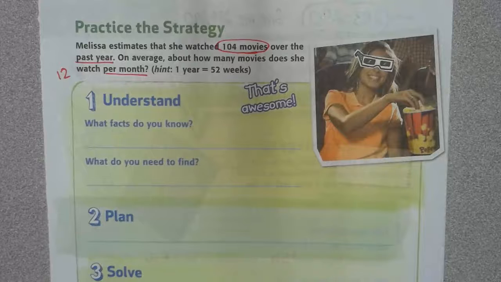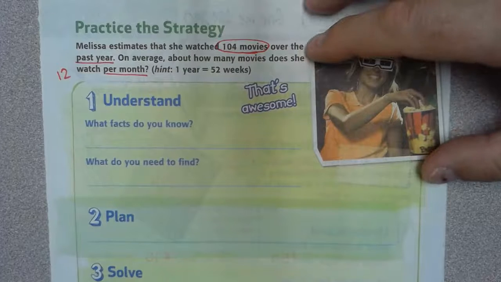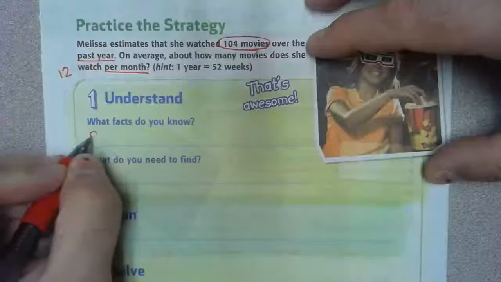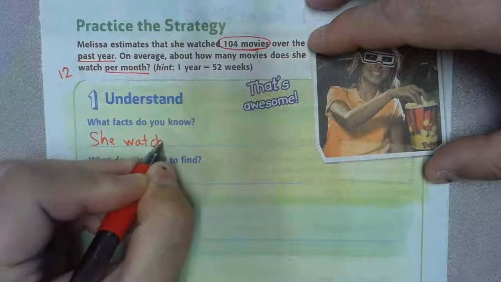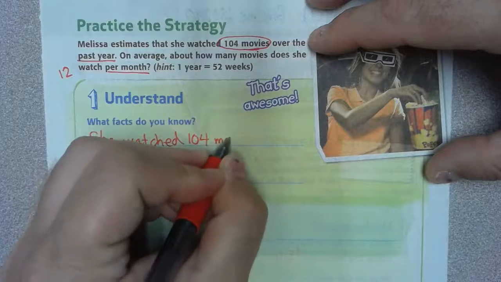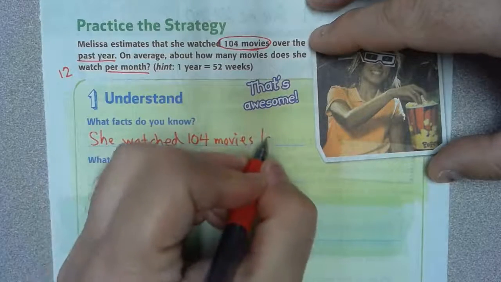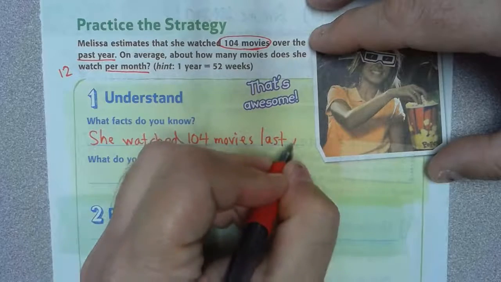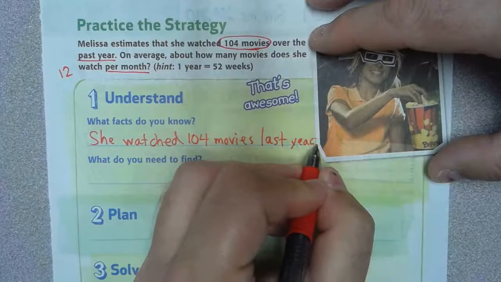I'm not entirely sure. So what facts do we know? Ethan, what do we know? She watched 104 movies. That's a lot of movies. Okay. So we know that she watched 104 movies last year.